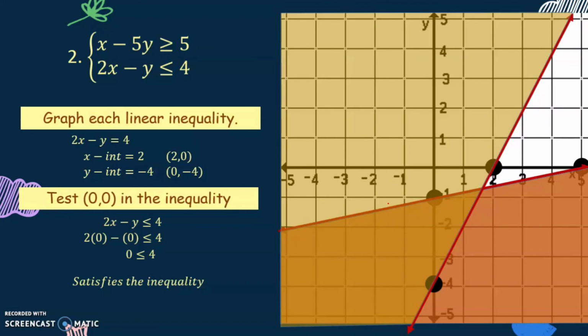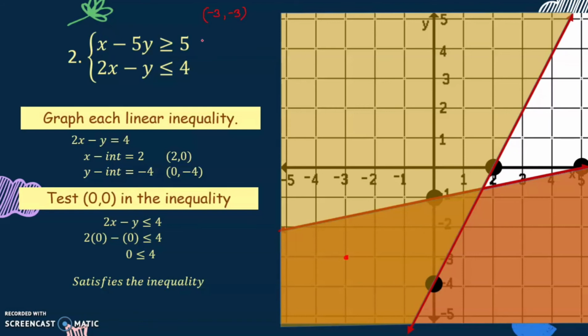So let's check if our answer is correct. So let's choose an ordered pair that is in the overlapped region. So let's have negative 3, negative 3. So this is negative 3, negative 3. So we assume that negative 3, negative 3 is a solution. So let's check.